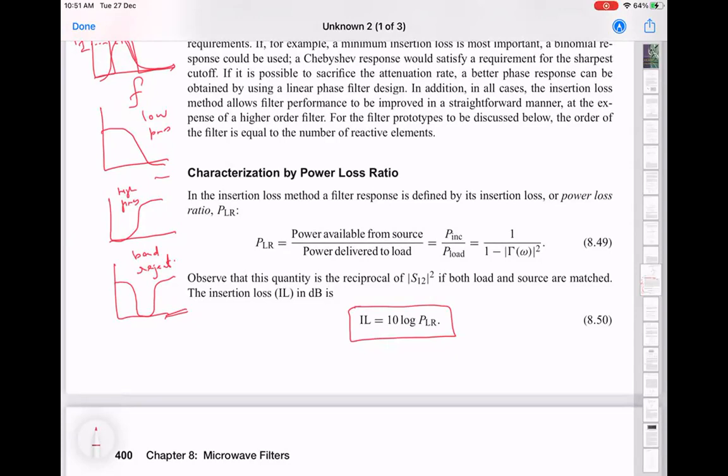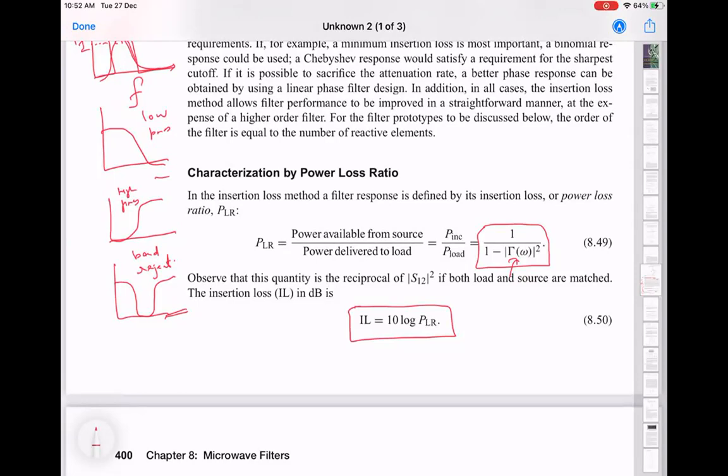So this is just another way of talking about it, but they now relate it to the reflection coefficient mod square, right? Because the power delivered to load is 1 minus the power which is reflected. So gamma square, so gamma is a reflection coefficient, remember? And mod gamma square is the power which is reflected. So 1 minus that is the power which is actually delivered to the load.